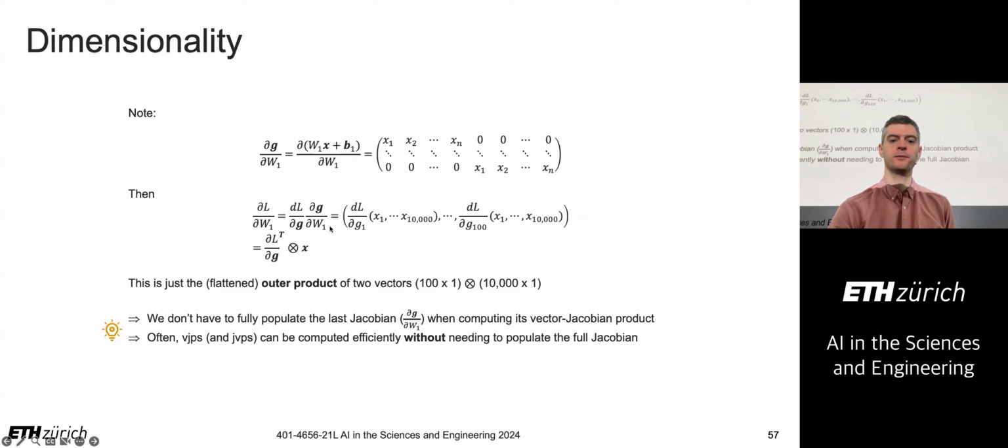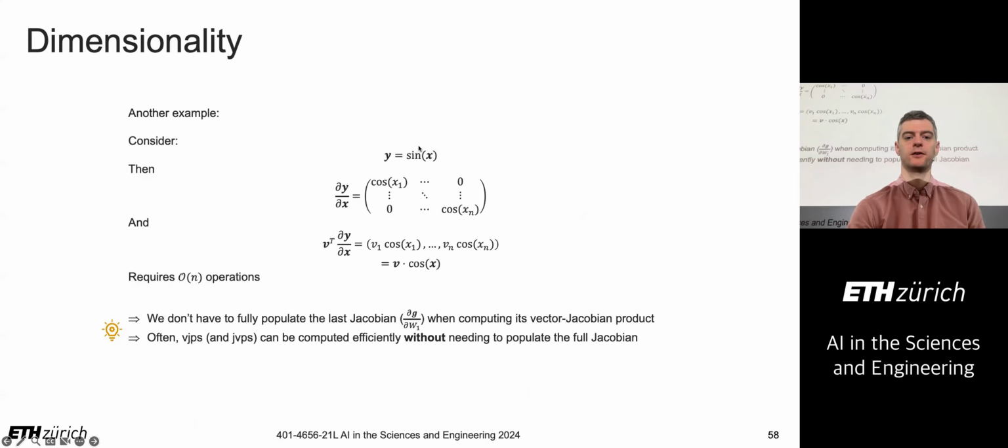I'll give you a simpler example. This is a very primitive operation, say y equals sine x, where x is a vector and y is a vector. Then the Jacobian in this case is just a diagonal matrix with the cos x on the diagonal. So if I took a vector and multiplied it by the Jacobian, it's just a dot product between the vector and the cos of x. So instead of having to compute naively n squared operations for this Jacobian, I can do it in n operations if I just exploit the sparsity of the Jacobian.